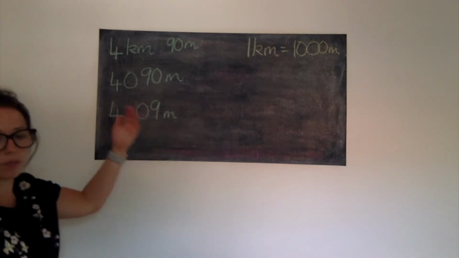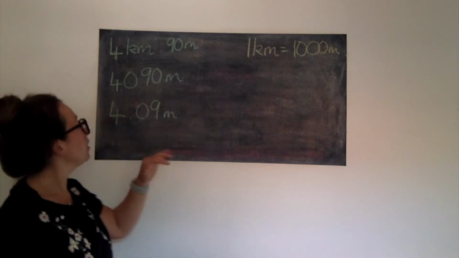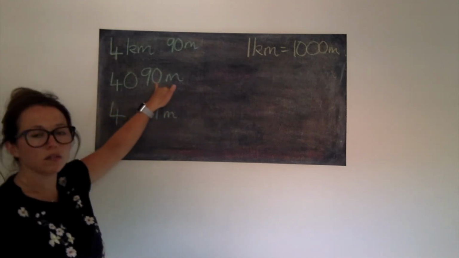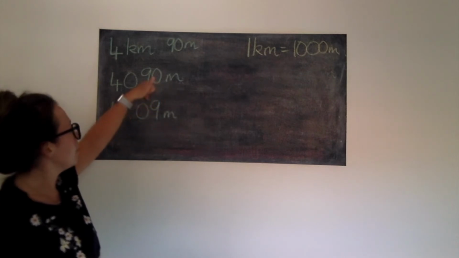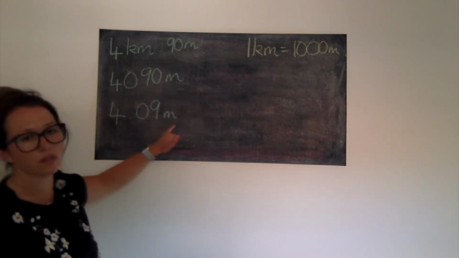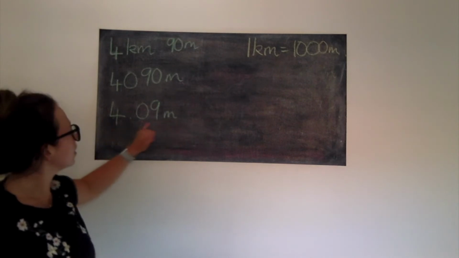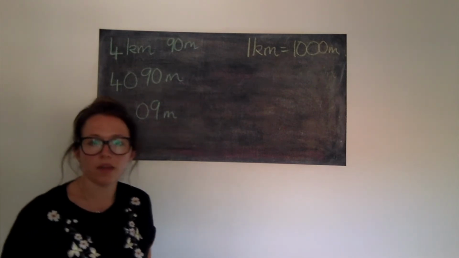Okay? So remember, think back to our last one, which was 9 metres, which was 1,000th of a kilometre, but this time we've got 90 metres, so that's 9 hundredths of a kilometre. Okay, so it would be 4.09 kilometres. So well done if you got that.